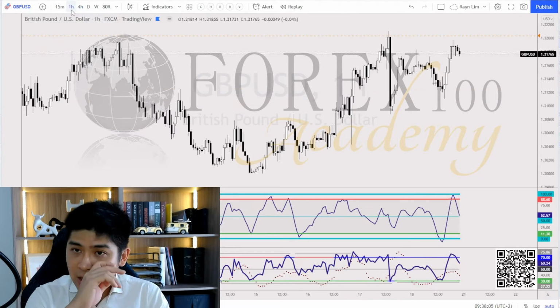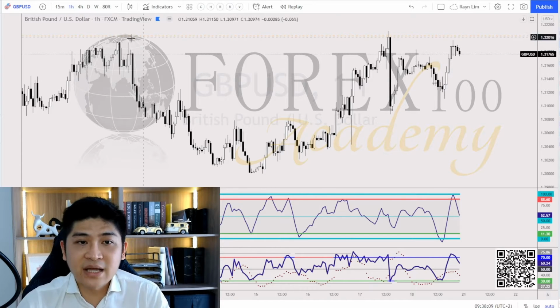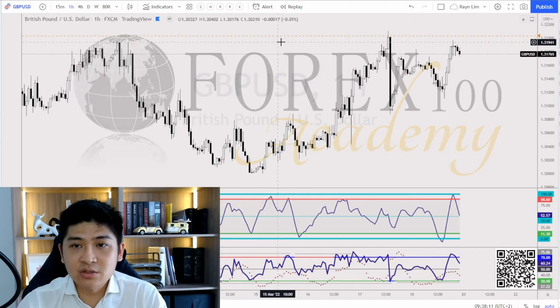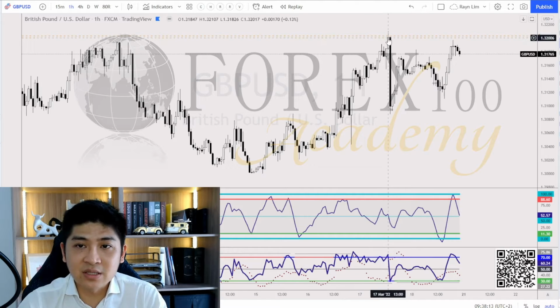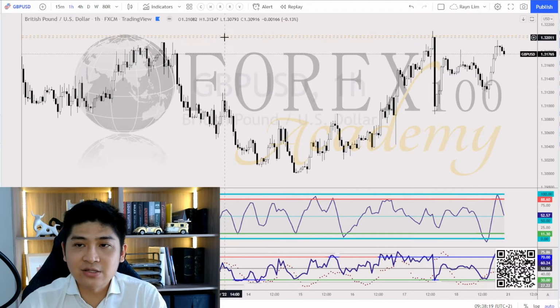To the 1-hour chart, this is a very interesting sideways movement, pushing a bit towards the upside. As you can see, the market broke and closed above this high. And how I analyze is to look at one screen size.